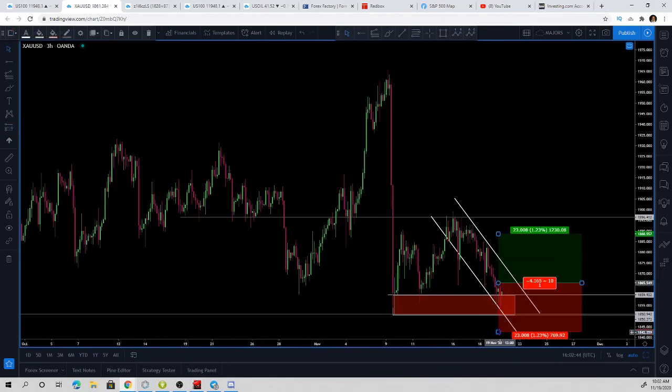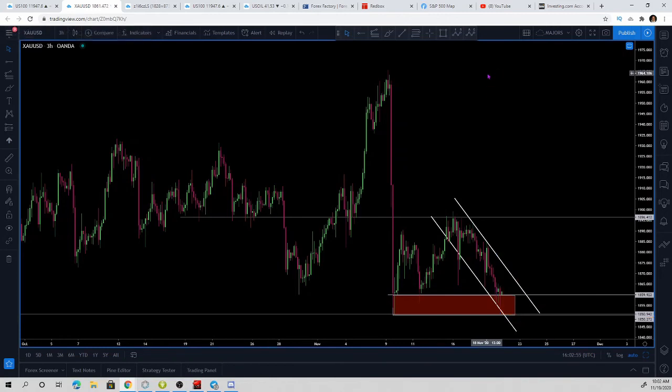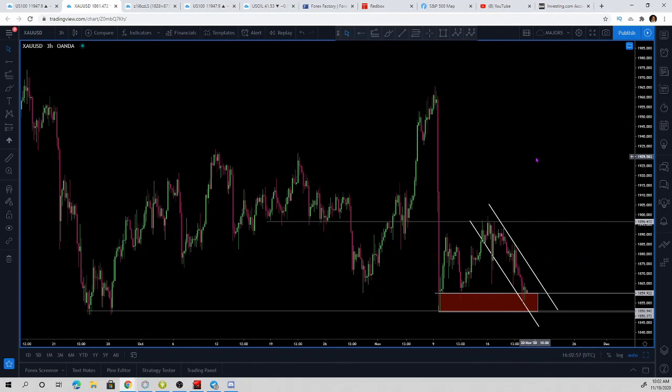Let's have a look at the risk versus the reward on this trade. It should be a 1 to 2 risk to reward scenario to the highs of the range, and to the highs of the move a 1 to 6.5. So heads up to that, and be careful when trading gold because it is a volatile market.